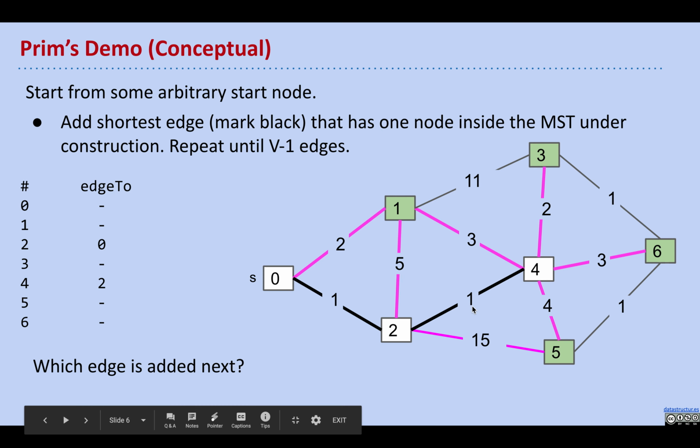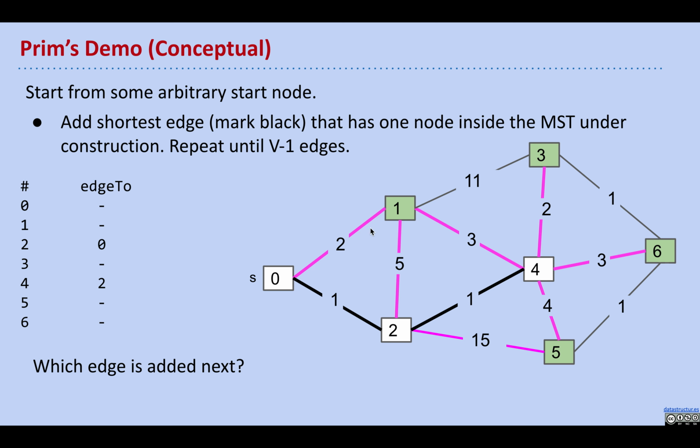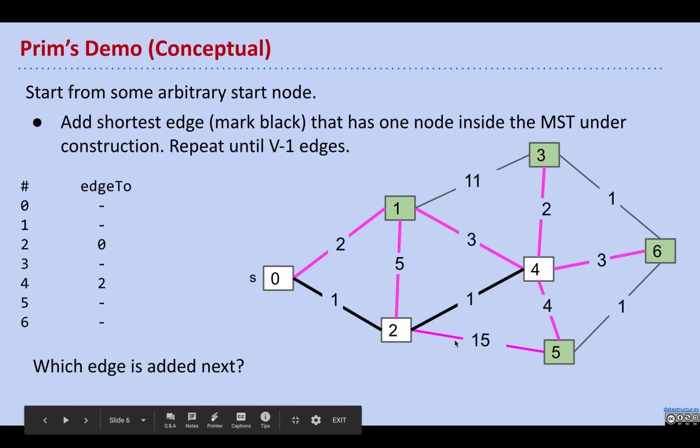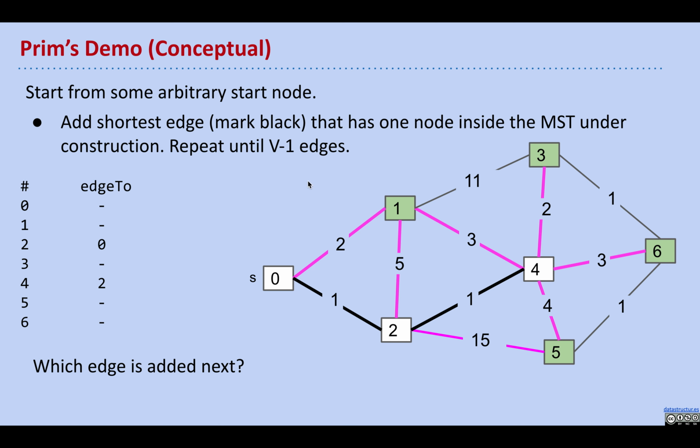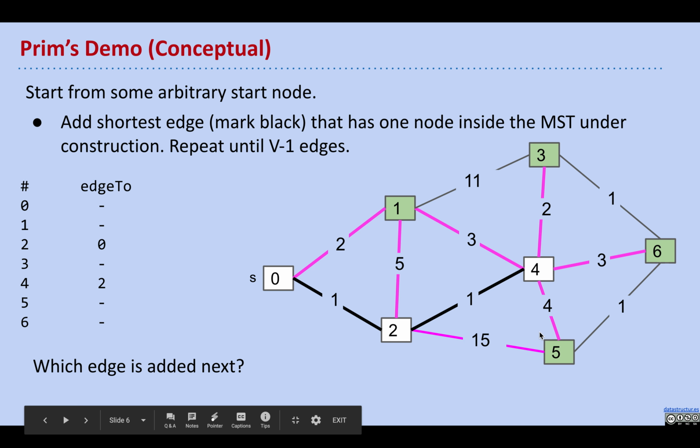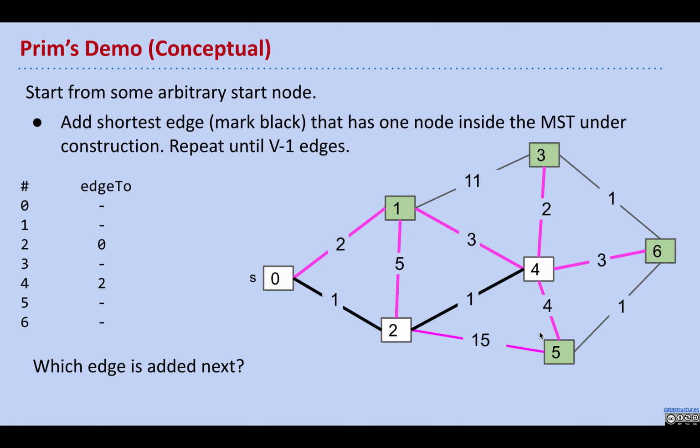So we're going to have all these pink edges, all of them are things that we could pick from. This 15 actually shouldn't be pink because, wait, actually this is okay. So we have all these pink edges. These are all our options for what edge to pick next. So what's the minimum of all the pink edges that are on here?